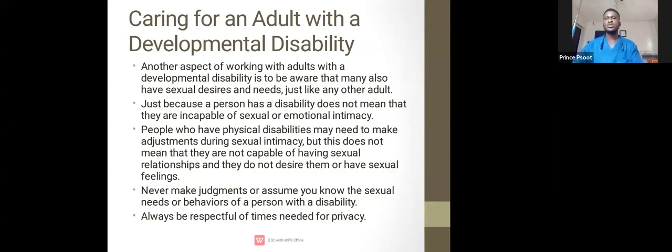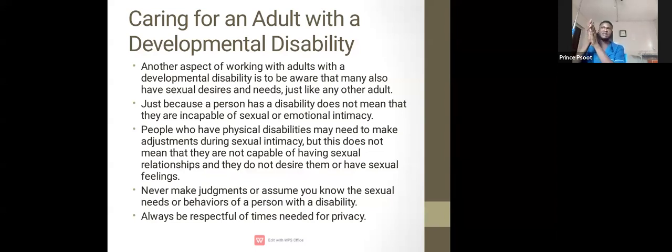Another aspect of working with adults with a developmental disability is to be aware that many also have sexual desires and needs, just like any other adult. Just because the person has a disability does not mean that they are incapable of sexual or emotional intimacy. People who have physical disabilities may need to make adjustments during sexual intimacy, but this does not mean that they are not capable of having a sexual relationship and that they do not desire them or have sexual feelings.